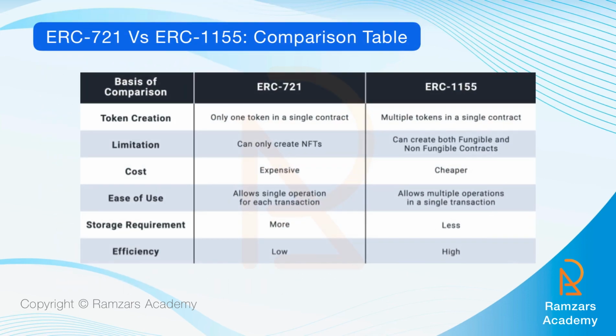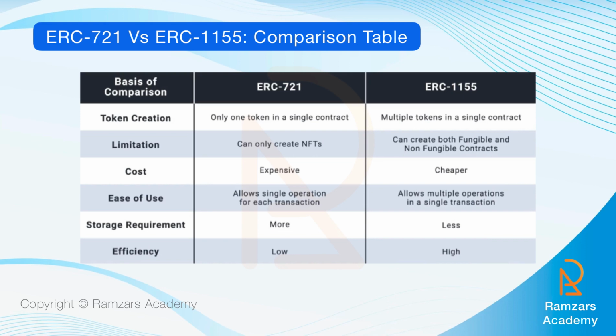Now, let us compare the ERC721 and ERC1155 standards on different parameters. The two tokens differ vastly in their functionality. An ERC721 token is created using a single token deployed by a solo contract, while an ERC1155 standard contract can create multiple tokens from a single token. ERC721 is designed for non-fungible tokens, while ERC1155 is capable of creating fungible tokens and non-fungible tokens as well. ERC1155 is more cost-effective as compared to ERC721.